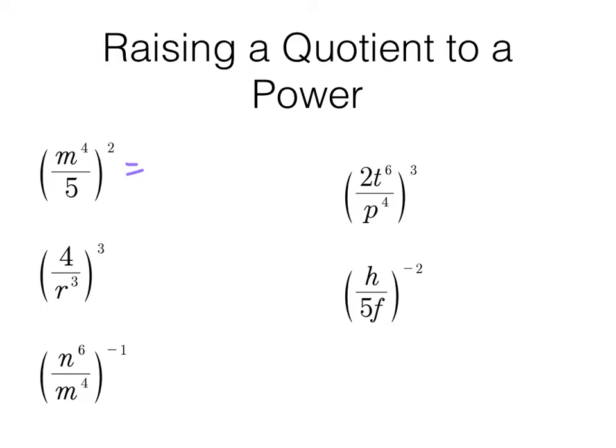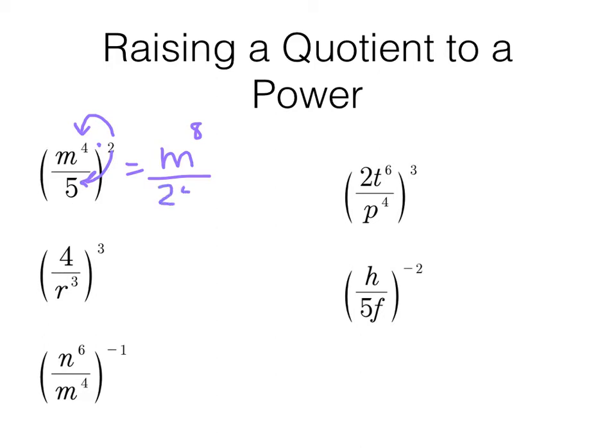So squaring this means multiplying m to the 4th times itself. Well, we learned in the last video that you can multiply those exponents, but think about why that's working. M to the 4th times m to the 4th is m times m times m times m times m times m times m times m, and if you've been paying attention, that was 8 m's. Okay, and then the denominator is also going to get squared.